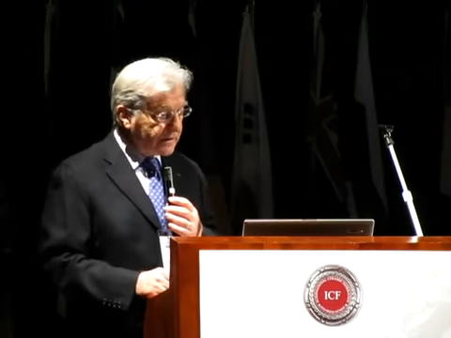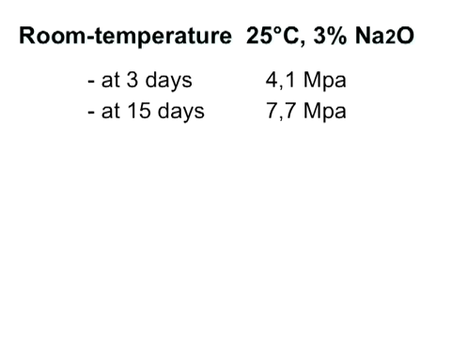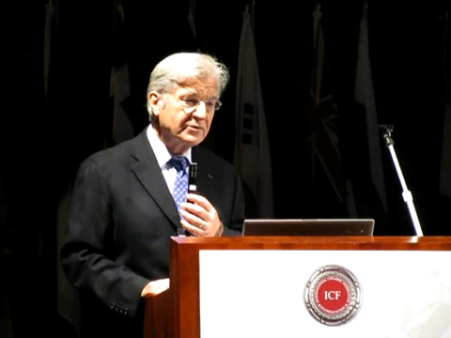Let us see what happens at room temperature. 25 degrees C with 3% only of this chemical. After 3 days of compression, you make your brick, you get 4.1 MPa. After 14 days, 7.7, and after 45 days, 8 MPa. That's a good material.